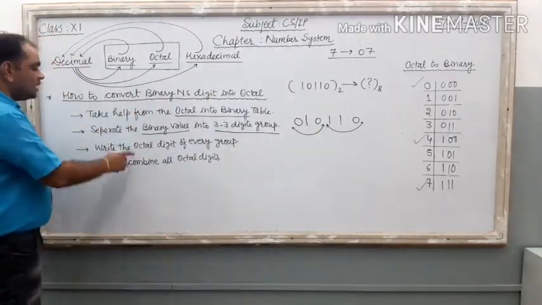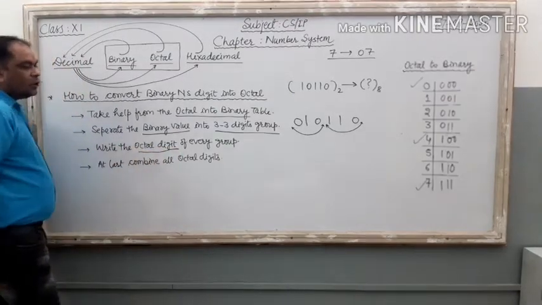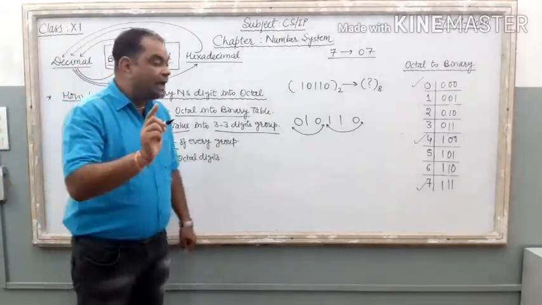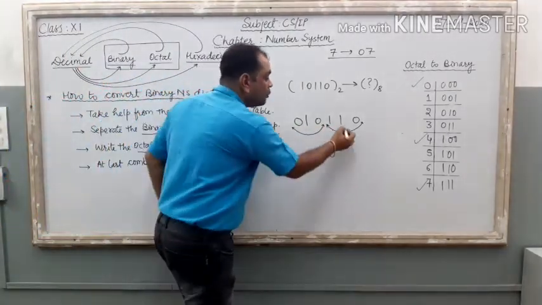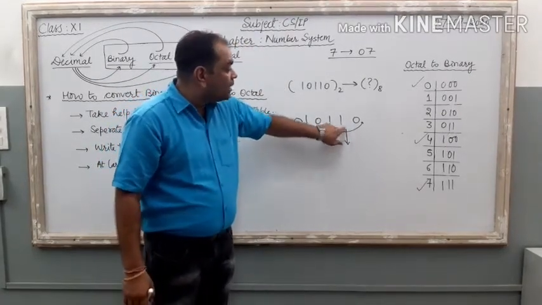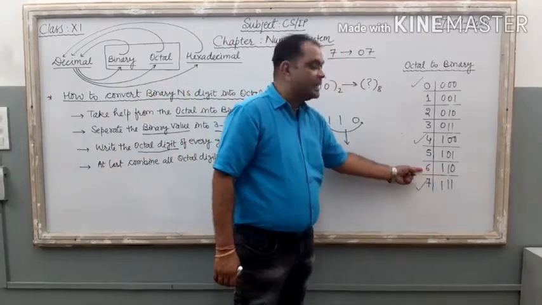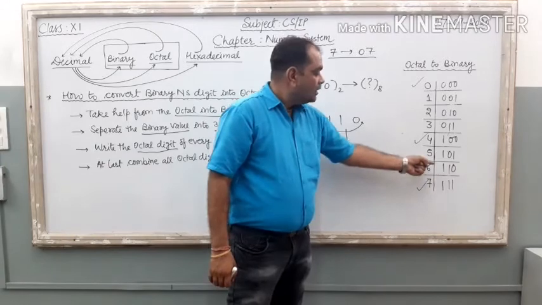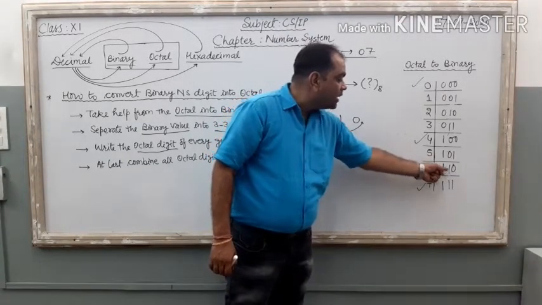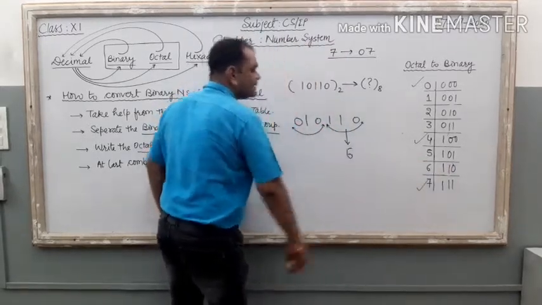Now just come to the third part. Write the octal digit of every group. Now just take group number 1. Here the binary value is 110. 110 is the binary code of 6. Right? From this octal to binary table, we know the binary value 110, its octal code is 6. So I just write 6 over here.